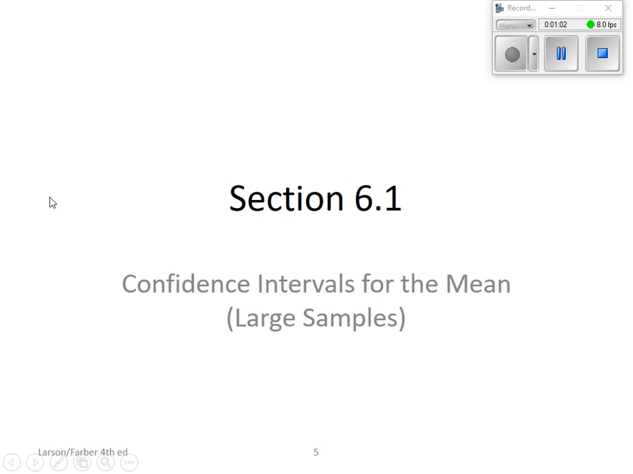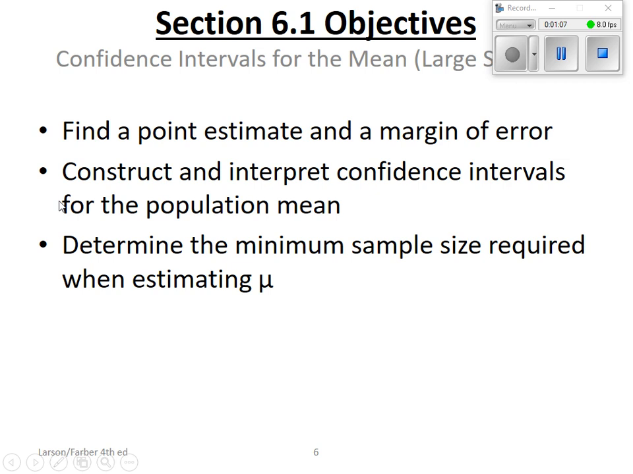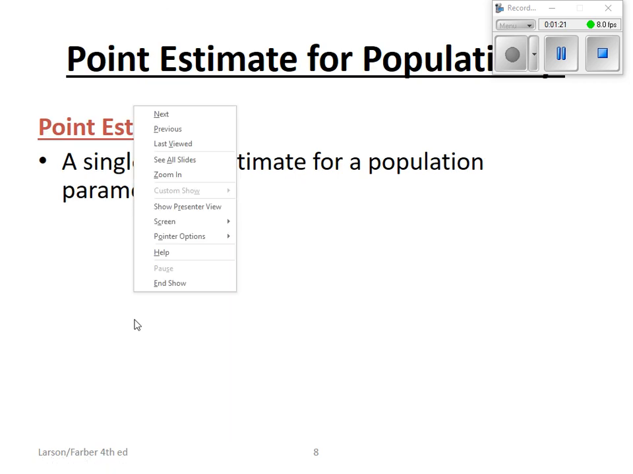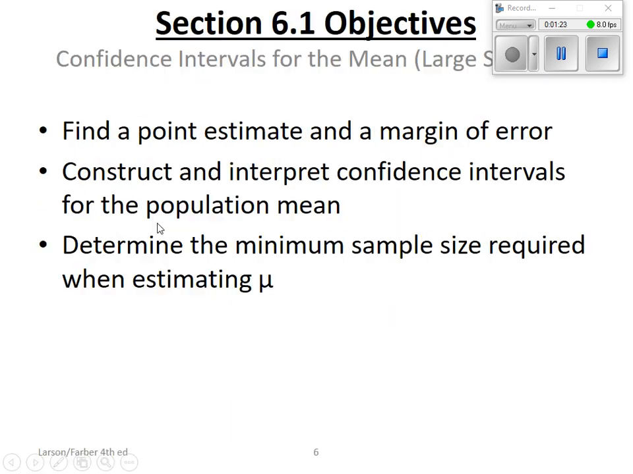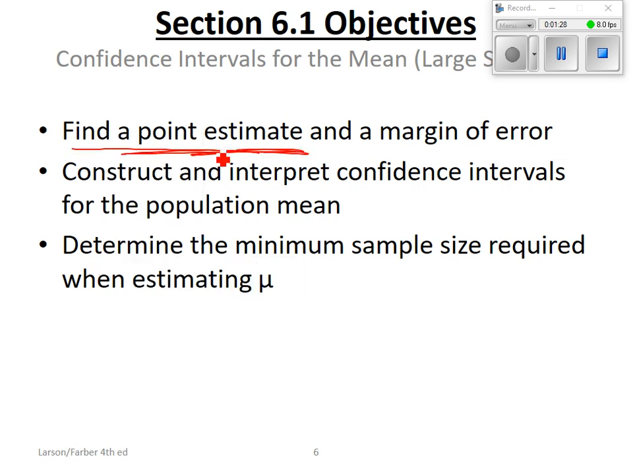So 6-1, dealing with the mean, confidence intervals for large samples. If I was doing this, I'd just write confidence intervals, that'd be my title. What we're going to do is find the point estimate. This is very important. You're finding a point estimate. You've got to understand what that tells you, otherwise you won't understand this whole chapter.